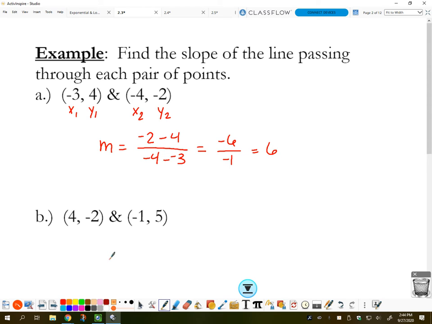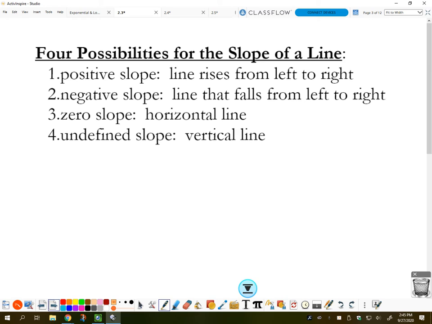For the next problem, you're going to subtract the y's over subtract the x's. And remember, the order is not important as long as you match from top to bottom. So on this one, I'm going to do negative 2 minus 5, and 4 minus negative 1. So I get negative 7 over 5. All right, so remember that your possibilities for the slope of a line is that you could have positive slope, so it's rising left to right, negative slope, it's falling left to right, and zero slope is a horizontal line, and undefined slope is a vertical line.